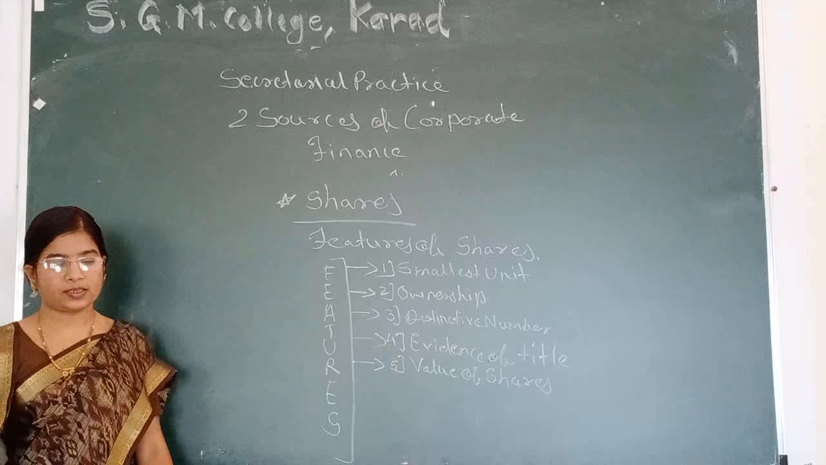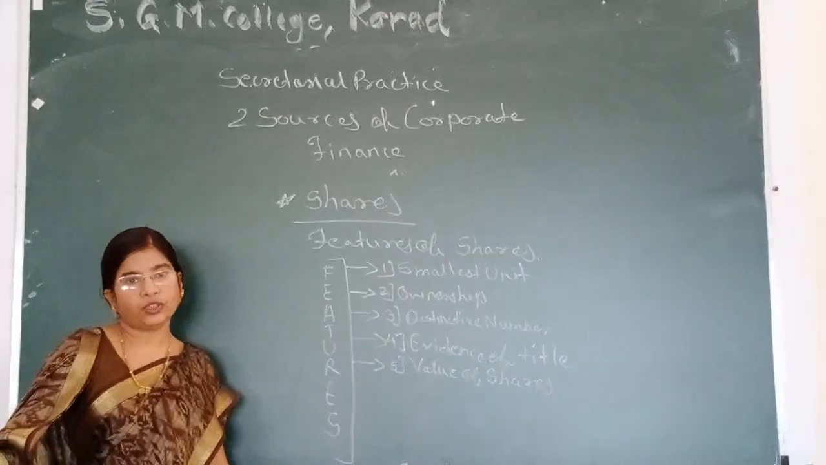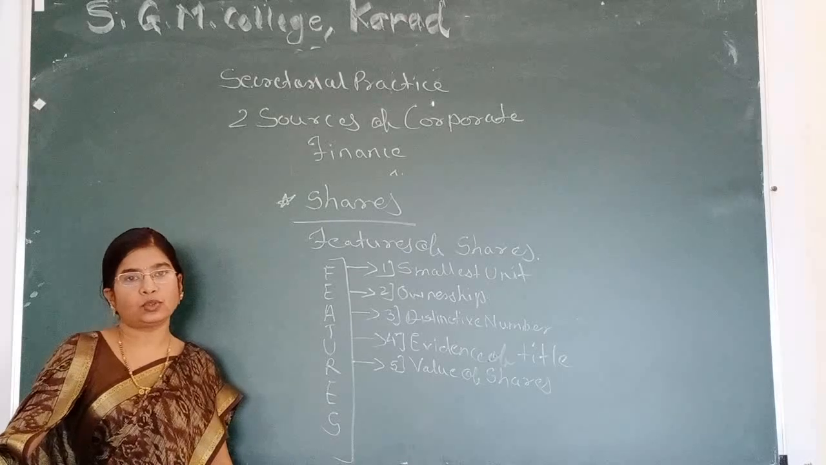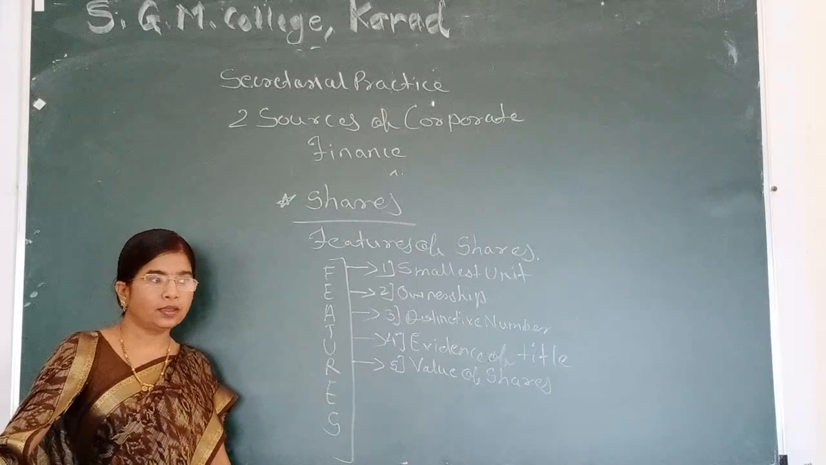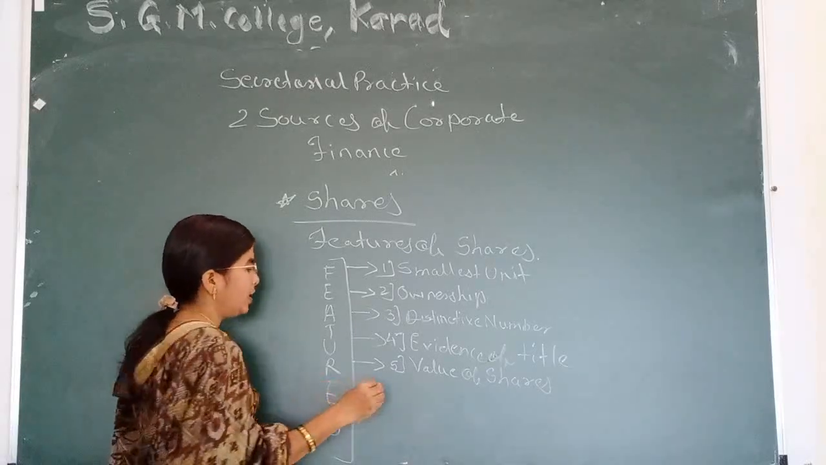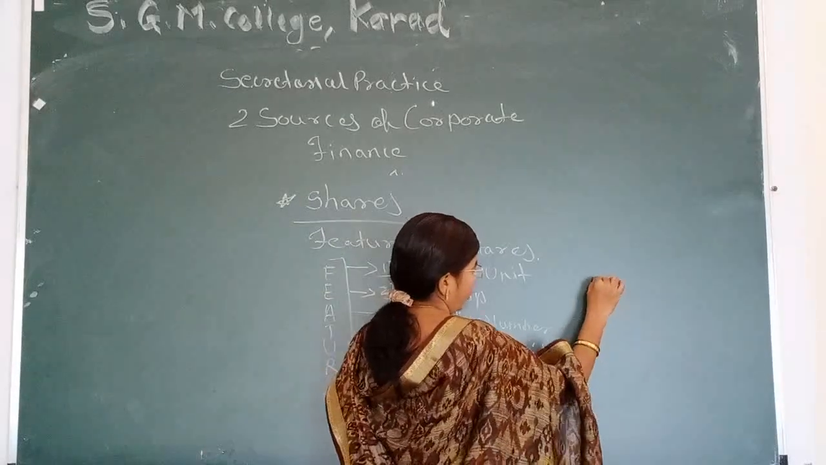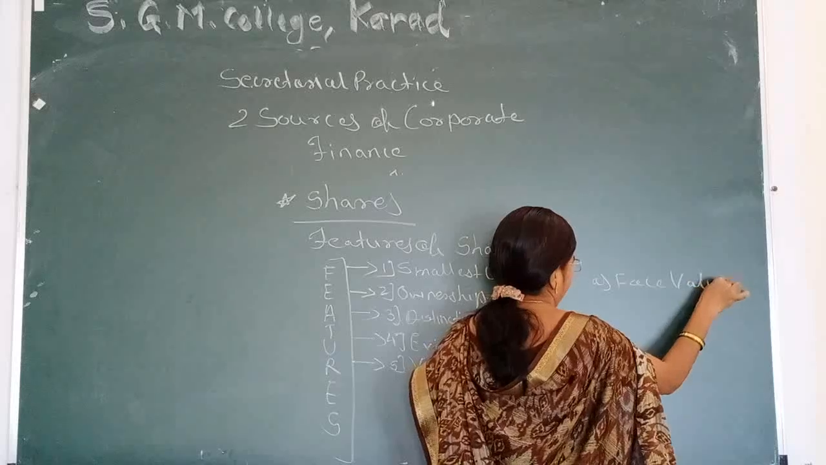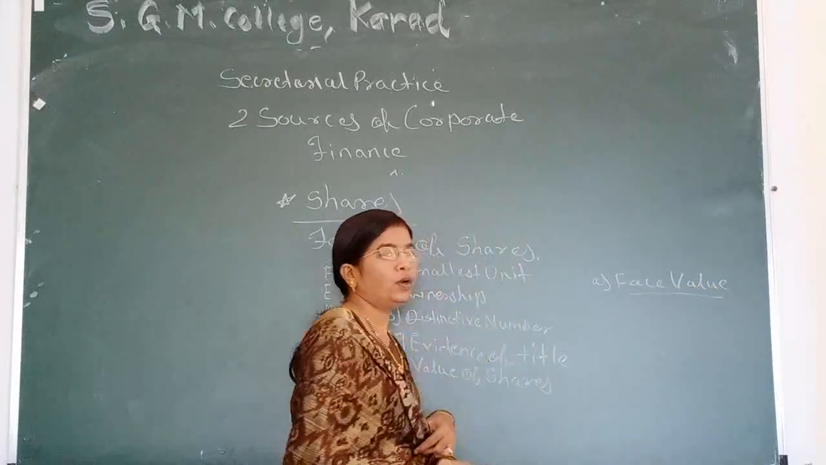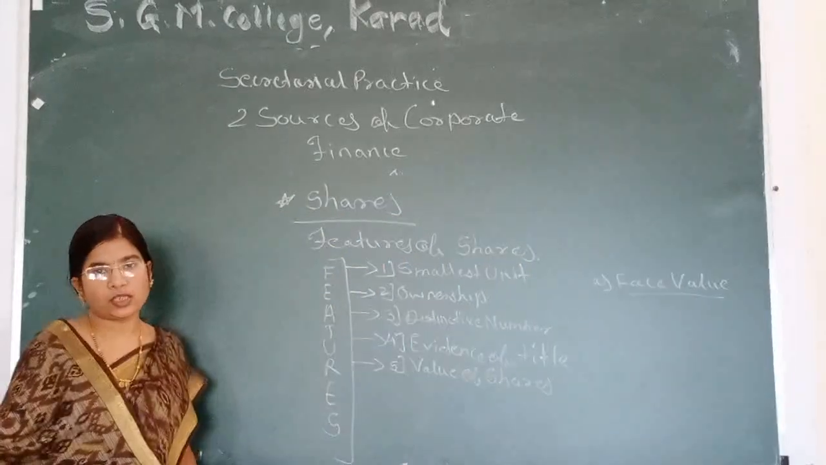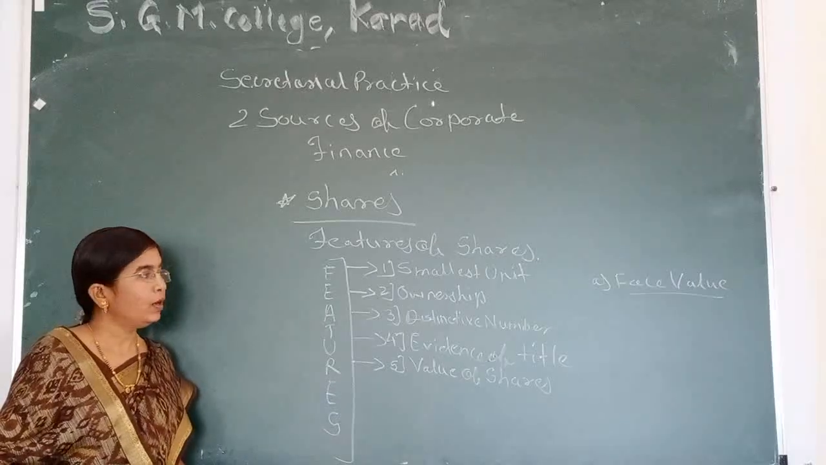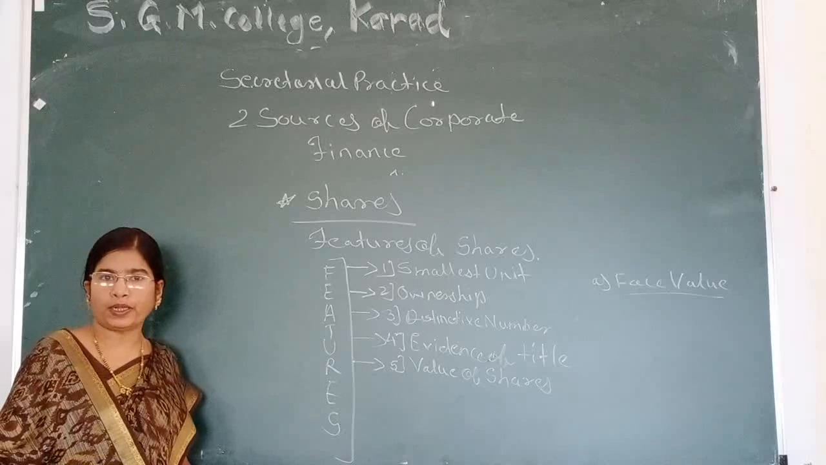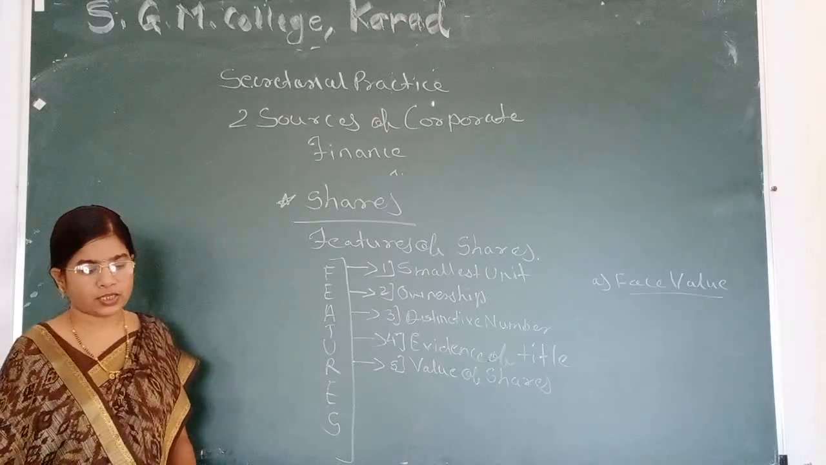Value of shares. Each share has a value expressed in terms of money. There are three values of shares. First is face value. Face value is the value which is mentioned on the share certificate of a company. So face value is mentioned. Face value may be rupee 1 or rupee 10 of a share.